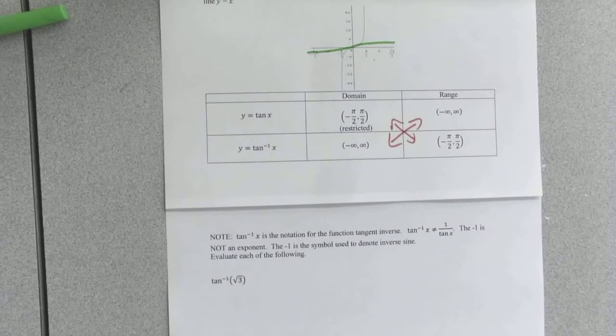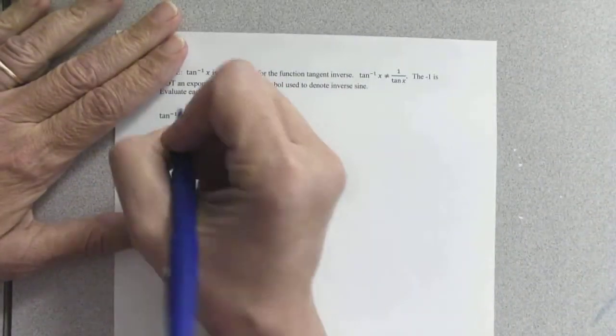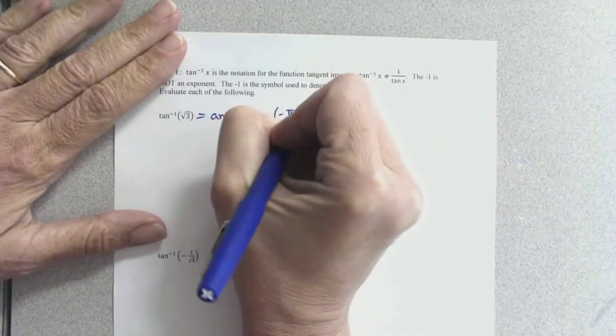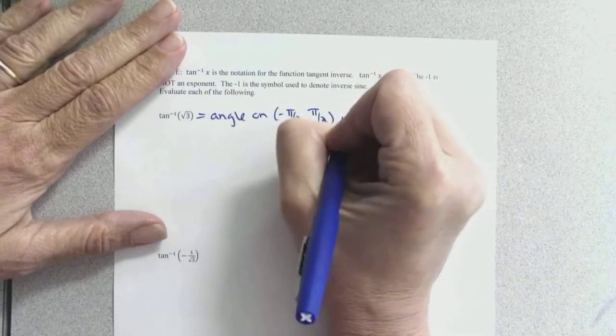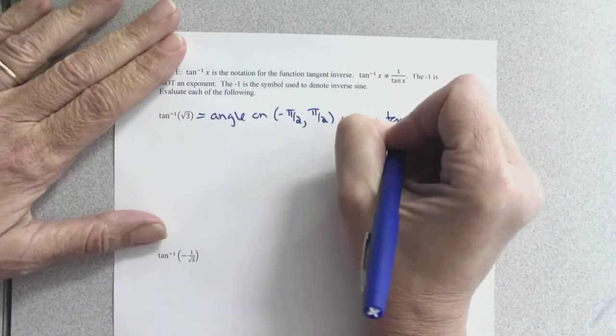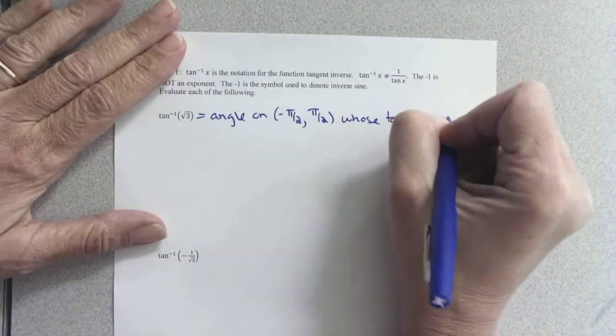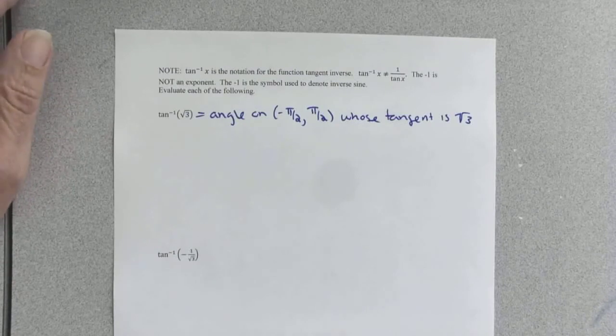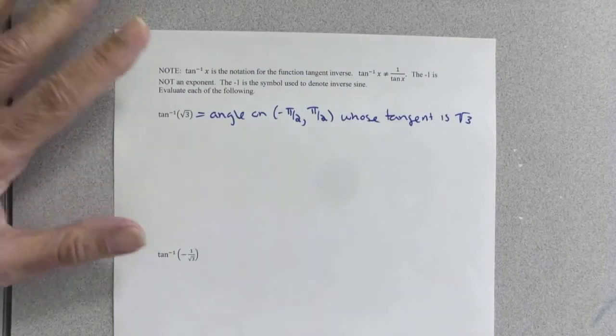So doing these guys. So, a little harder. I don't know my tangent values as well as I should. So here's the honest to goodness way I'm going to think about these problems. Now, first of all, this is still going to be the angle on negative pi over 2 to pi over 2, whose tangent is square root of 3. And if you know that value just right off your head, well, then you just write it down. I frankly have to think about it this way.